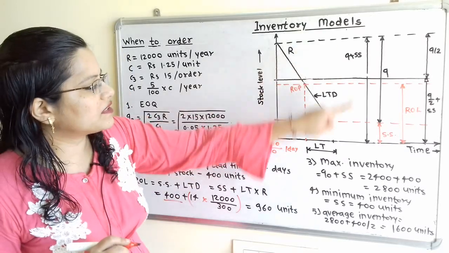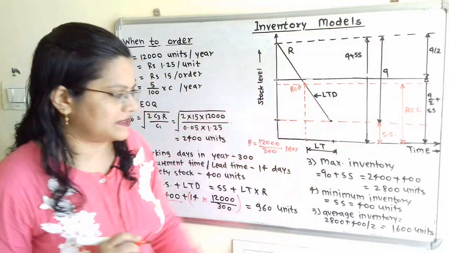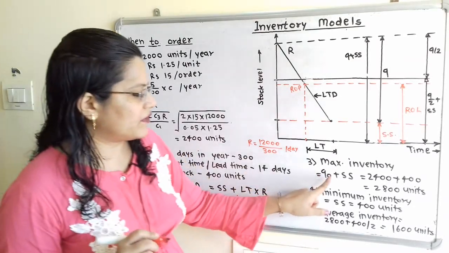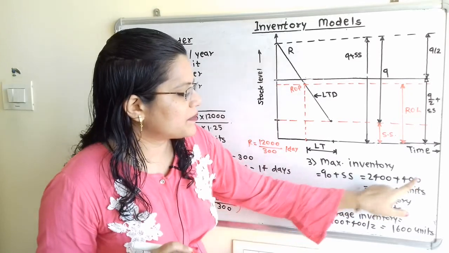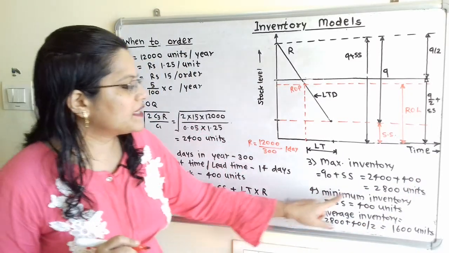Then the third question, maximum inventory. If we observe this diagram, maximum inventory is Q plus SS. So here we take the economic order quantity QO, that is 2400 plus 400, that is 2800 units. Then minimum inventory.